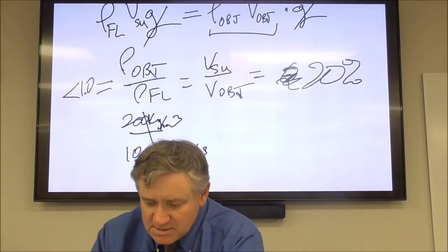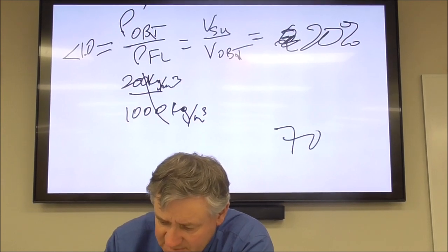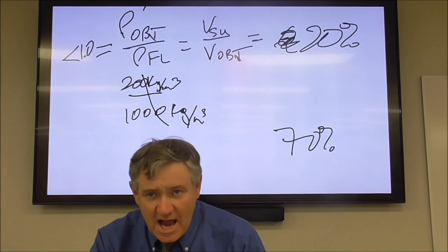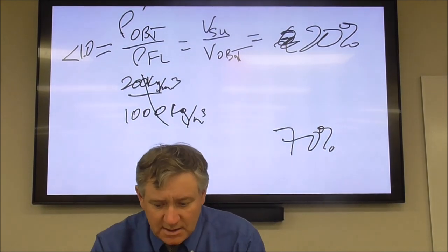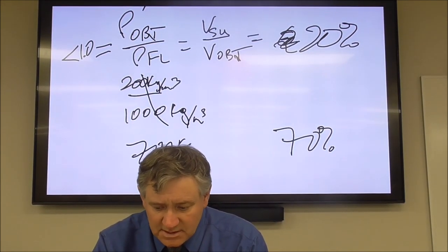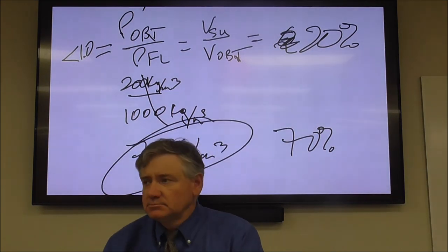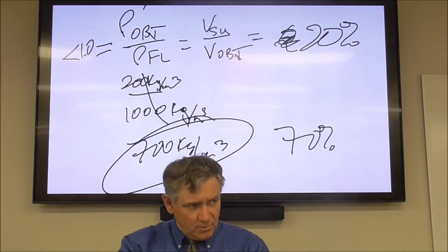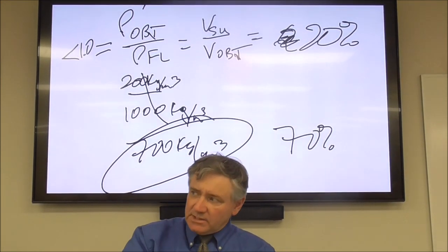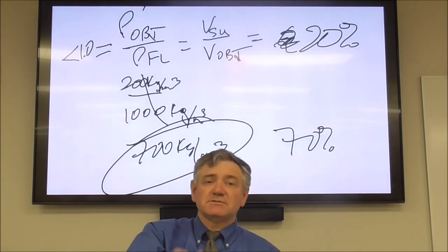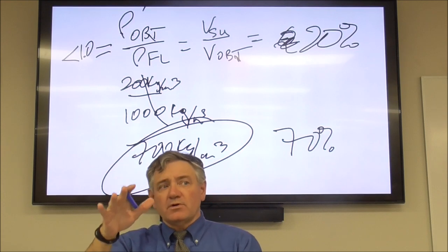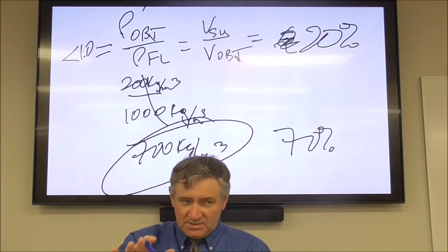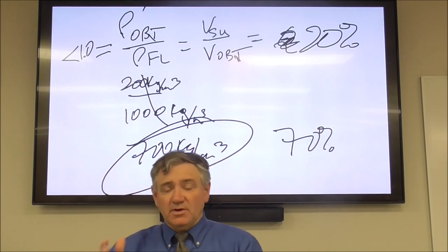So what that means then, if 70% of your body is below the waterline, is that the average density of the human body is 700 kilograms per cubic meter. So the percentage that's below the waterline has to equal the density of that object. Now, that only works when something floats. Okay? That only works when something floats. When things don't float, it's a whole new ballgame.